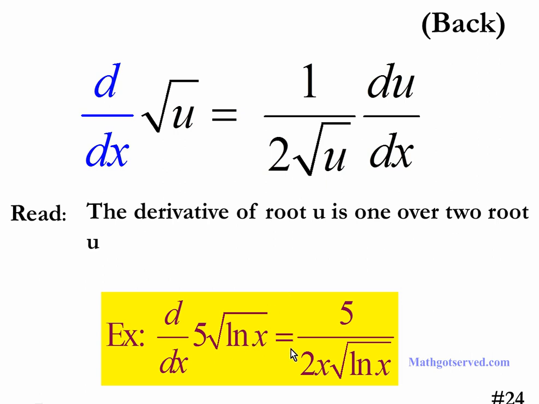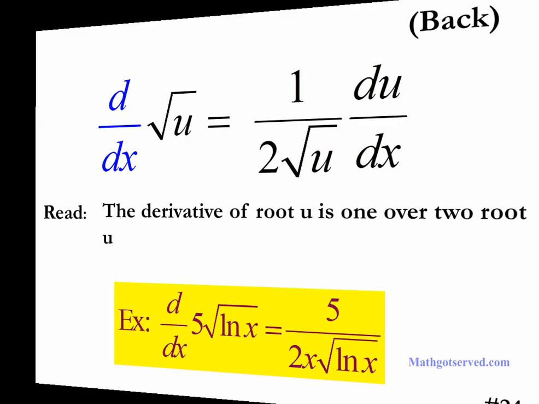And then you're going to multiply your final result, 5 over 2 root ln x, with the derivative of u, but u is ln x. So the derivative of ln x is 1 over x, as we went over earlier. And then you multiply 1 over x with 5 over 2 root ln x, and you have this result right here, 5 over 2x root ln x. An example of the application of the differentiation rule for root u.